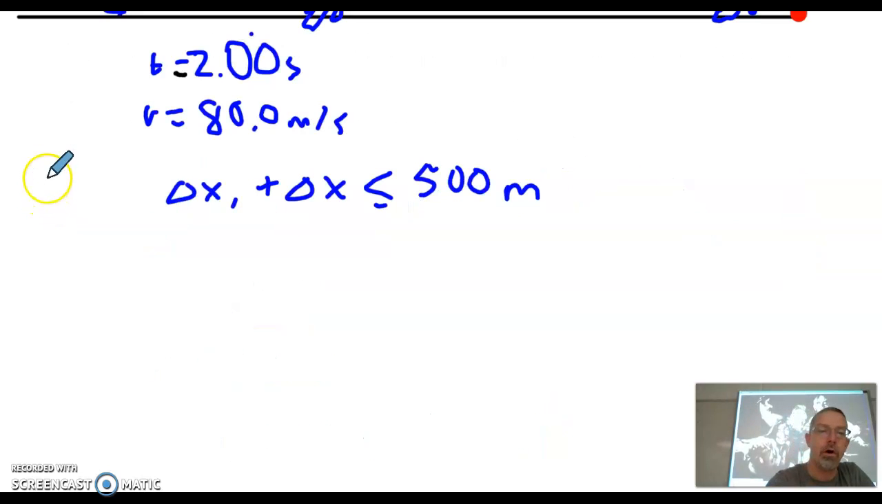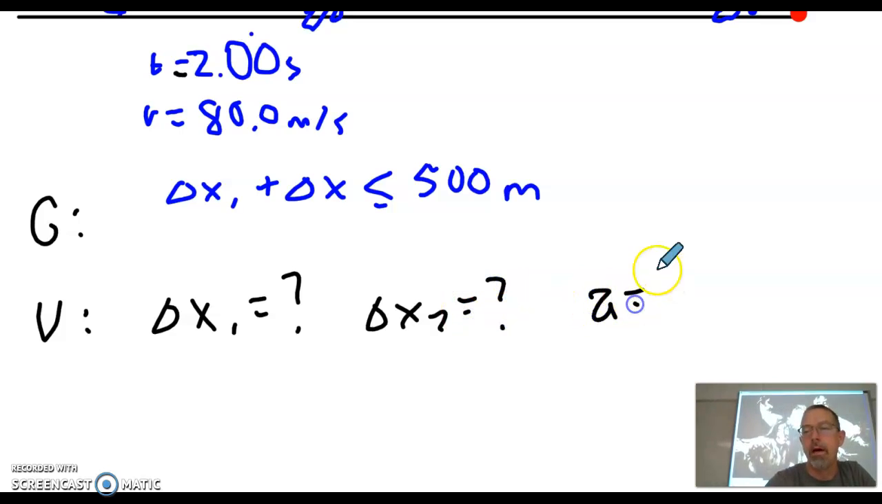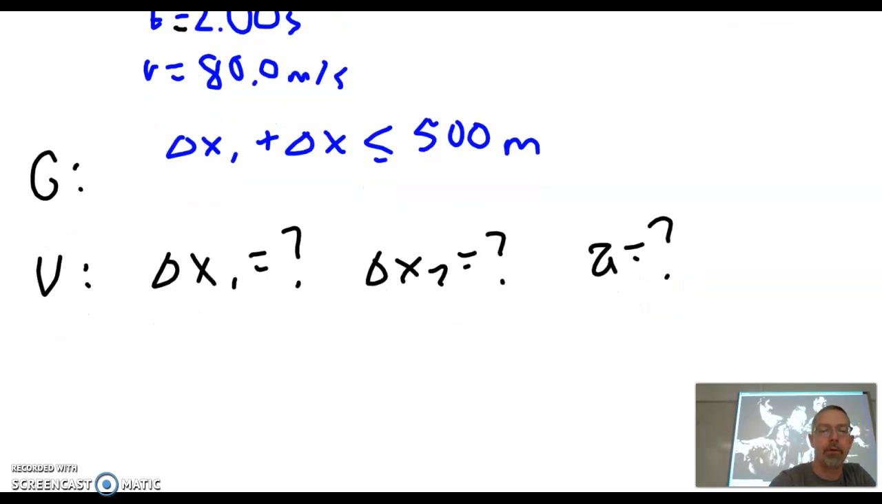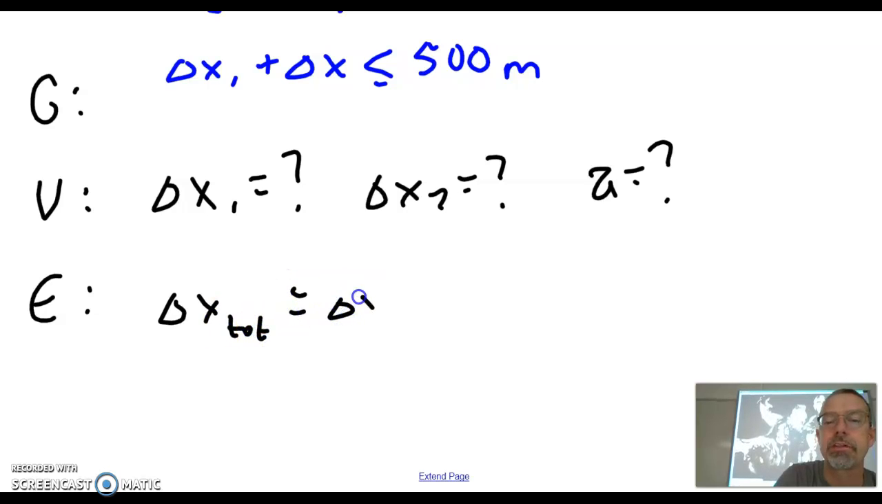So how are we going to do this? All of these fall into the land of what the problem is giving us. We diagram the problem. Our unknown is, what is delta x1? We don't know that, we've got to figure that out. What is delta x2 then? And if I know those two, I should be able to figure out what acceleration is needed to do that. So the equation I'm going to be working with says that my total delta x equals delta x1 plus delta x2.